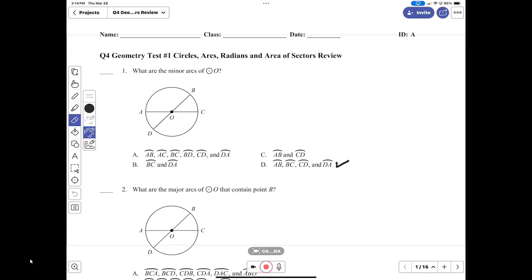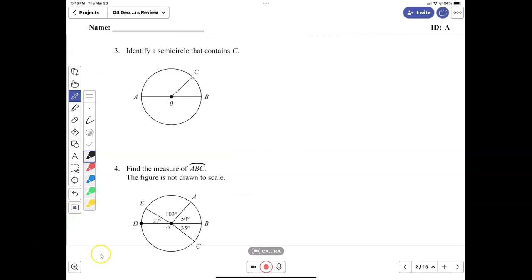We are going to review for the next test, which has to do with circles. What are the minor arcs of circle O? We have AB, BC, CD, and DA. Those are all the minor arcs. They require 2 points only.